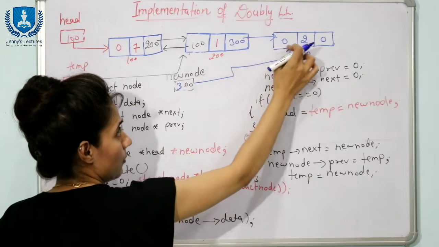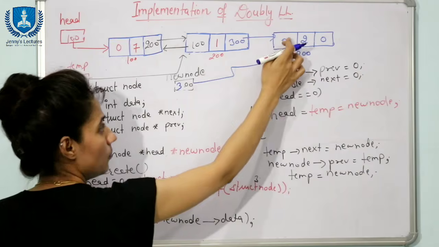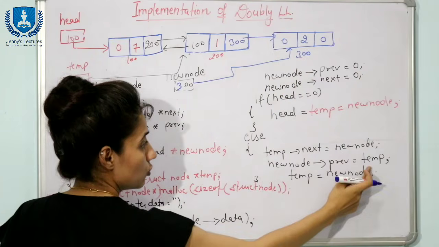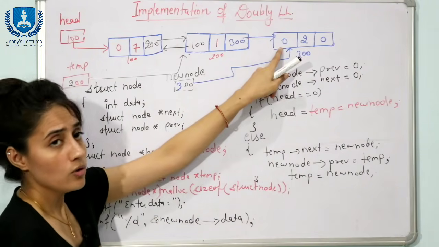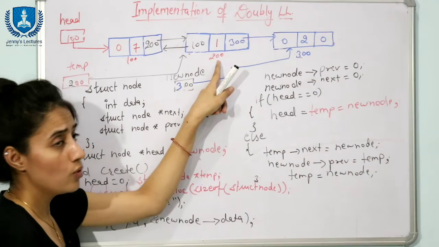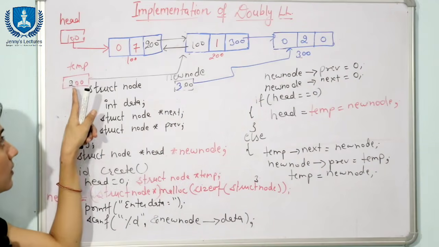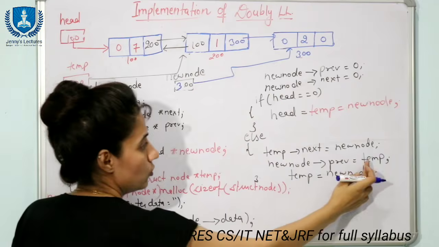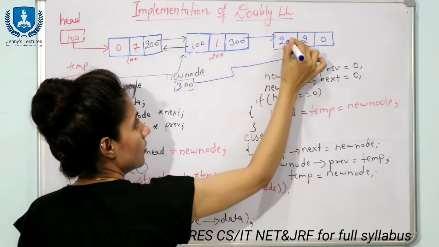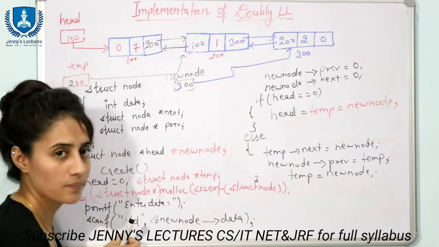Now the second one, how can you access this part? Using new node previous. New node previous is equal to, what value will be stored here? The address of the previous node, that is 200. From where can we get 200? Temp is containing 200, so it is equal to temp. Now here 200, so it means it is going to point here.